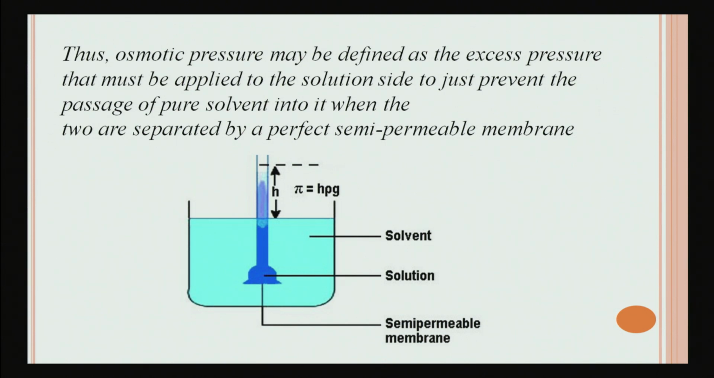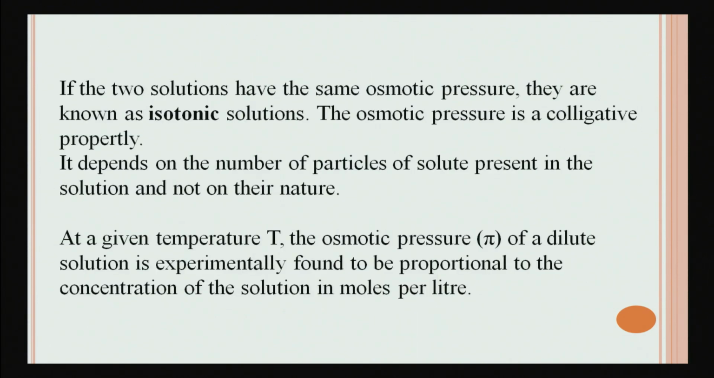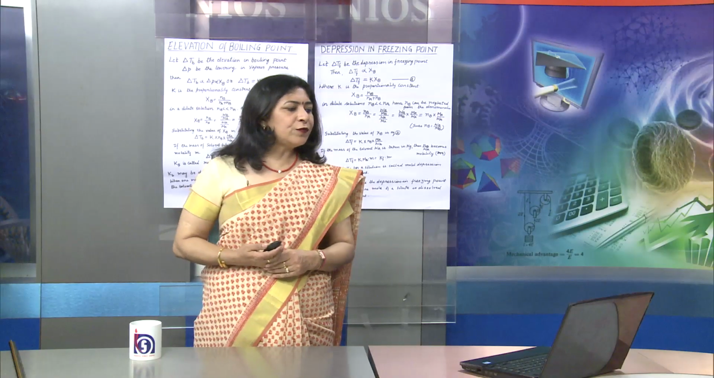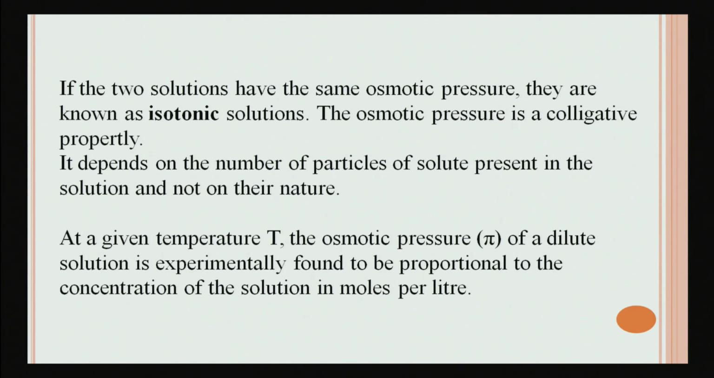You can see the height. Here pi is equal to hρg, the solvent and solution are separated by a semi-permeable membrane. If two solutions have the same osmotic pressure, they are known as isotonic solutions. The osmotic pressure is a colligative property. It depends on the number of particles of solute present in the solution and not on their nature.